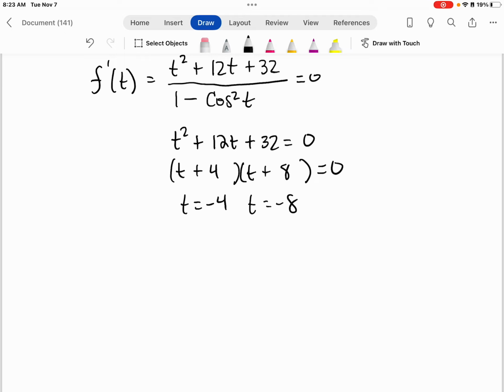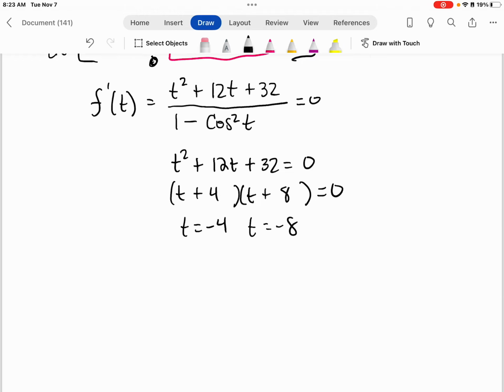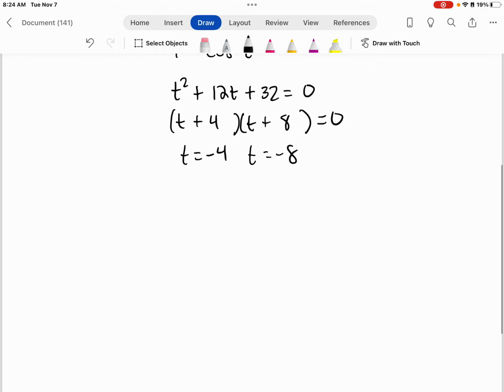So now we need to put these on a chart and check to see where the function is increasing or decreasing, or I should say the derivative. And then that way we can determine where this local max or local min occurs, or it could be neither. But looking at this, since t is -4 and -8, if I plug that into the t in the denominator, that does not make that 0, so we're good there. So we're going to create a chart and do test values.